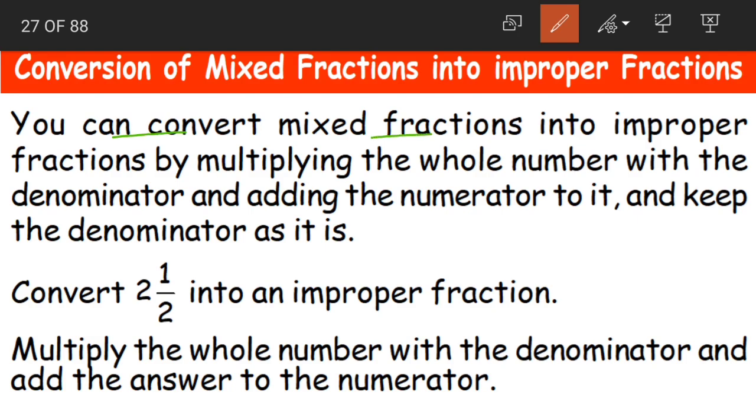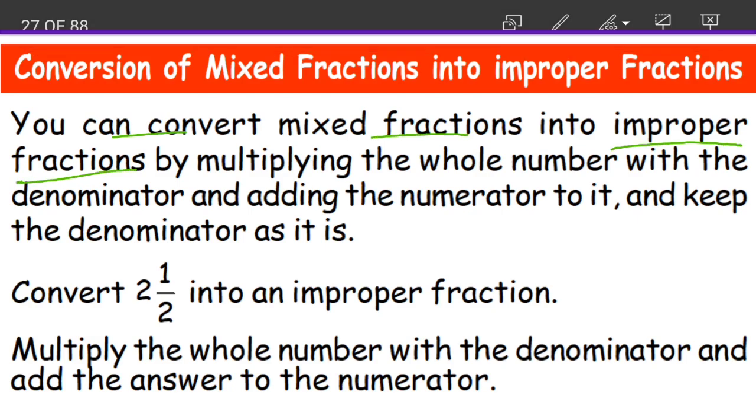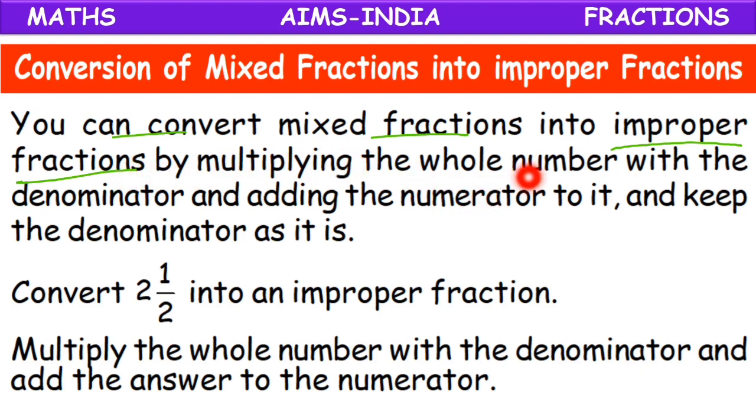Now to convert mixed fractions into improper fractions, we multiply the whole number with the denominator and add the numerator, and keep the denominator as it is. Convert 2 1 by 2. What is 2 1 by 2 here? It is our mixed fraction, which has 2 as our whole number and 1 by 2 as our proper fraction.